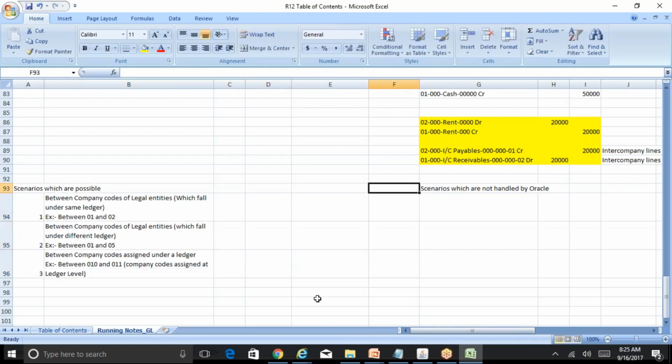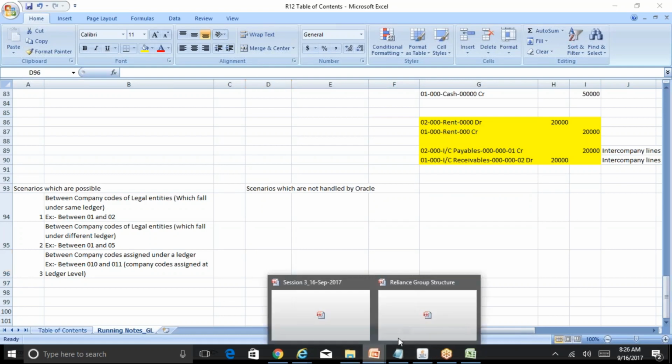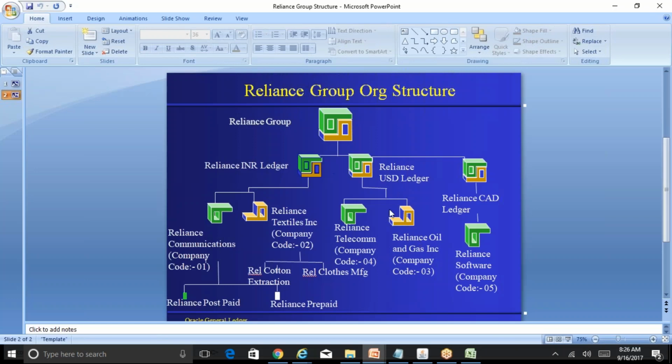Okay. So which is ideally 03 and 04 in the current setup, right? Yes, in the current setup it will be 03 and 04. So under the INR ledger, 03 and 04 will be the intra-company journal. But if you go to the USD ledger, between 03 and 04, it is an intercompany journal. Do you get it? Yes, yes.